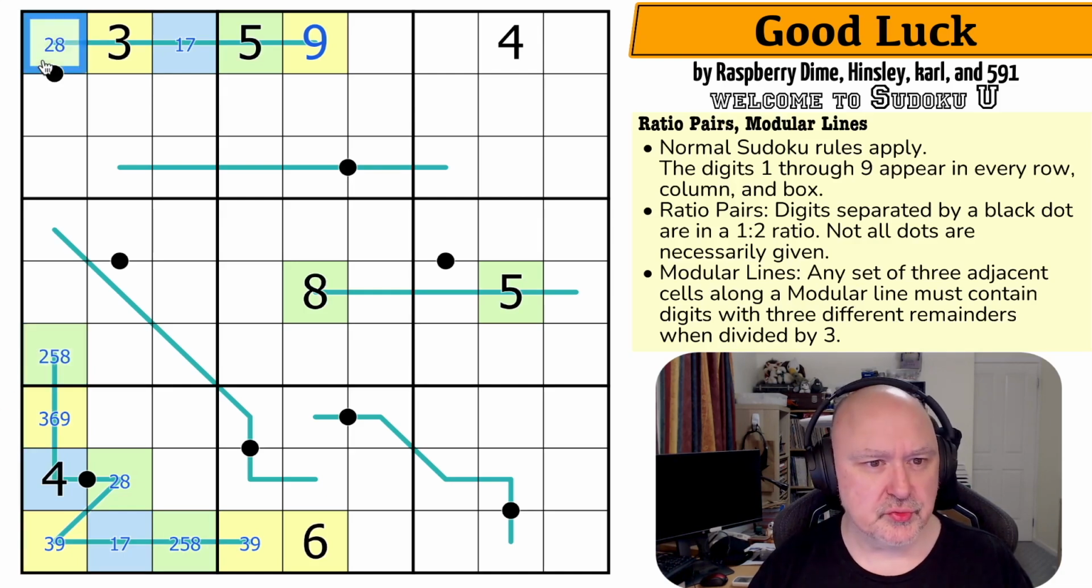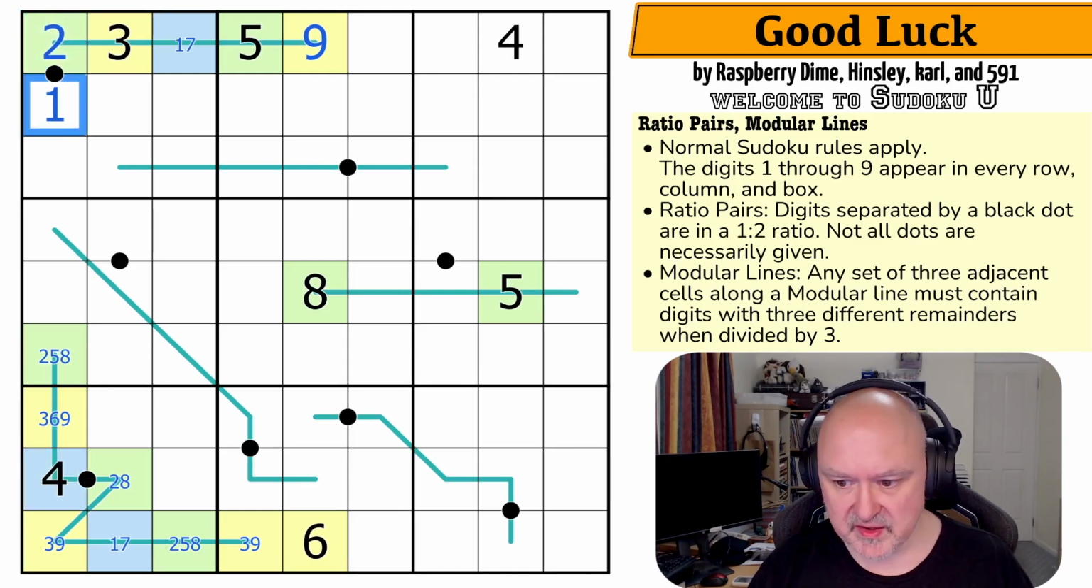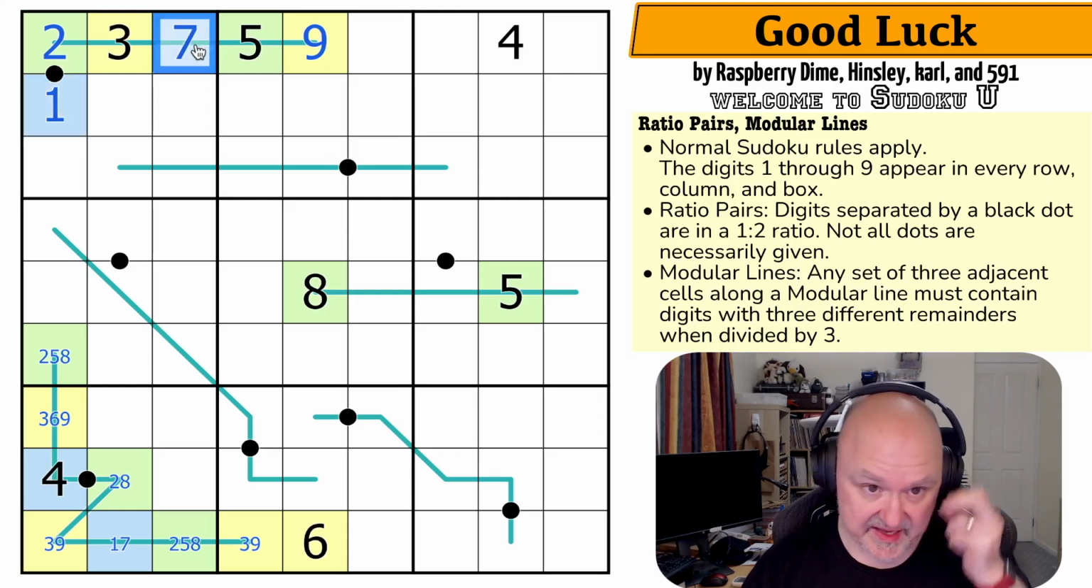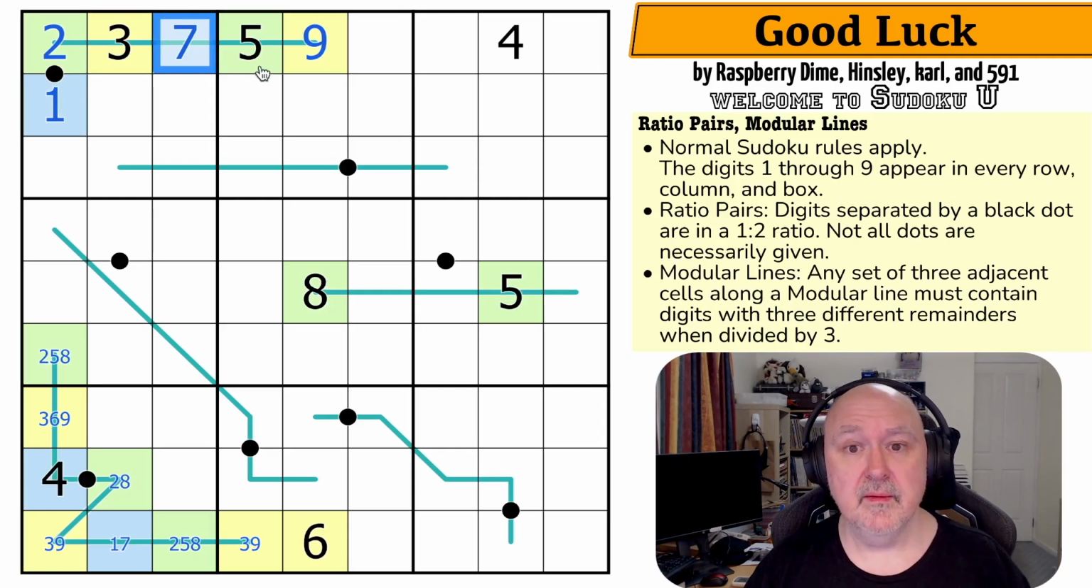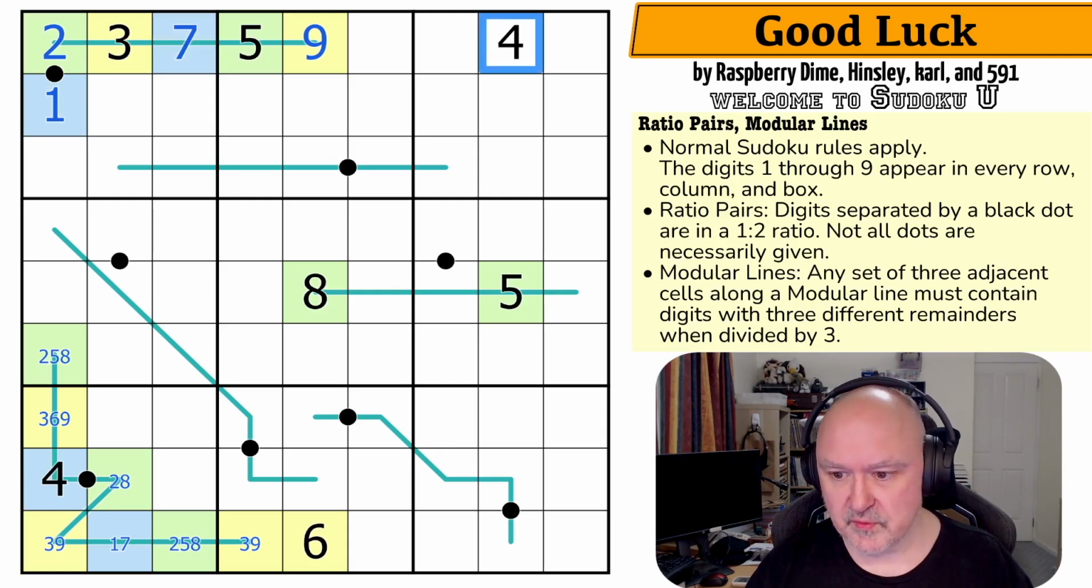Now this 2 could go to 1 or 4. The 8 could go to 4. This has to be 1 or 4. And it can't be a 4 because of this. So this is 1 and 2. And this 1 is from the 1, 4, 7 set. The 1 makes this the 7. Excellent. The 4, of course, is from 1, 4, 7.